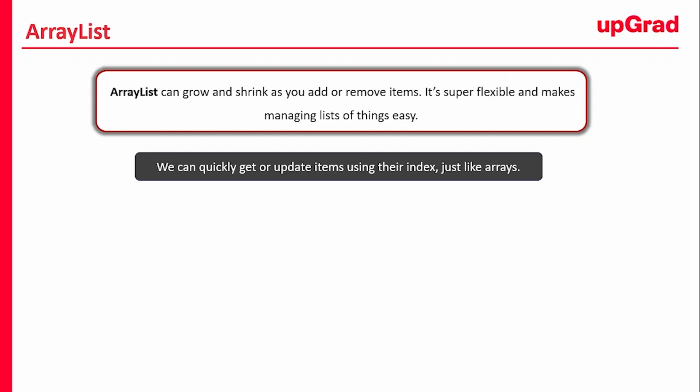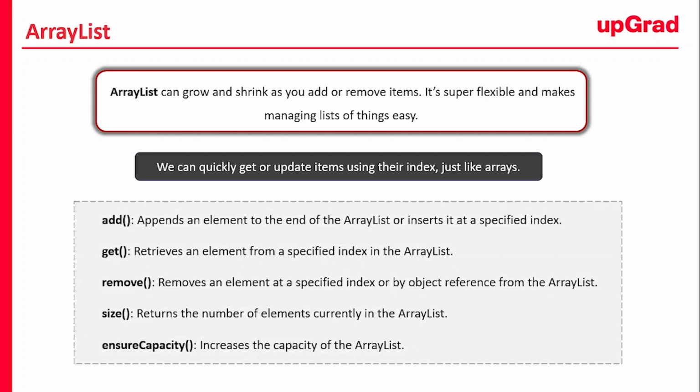Now, if we want to use functionalities of array list, then these are the methods like add, get, remove, size, ensureCapacity. And we have also mentioned, as you can see on the screen, what all these methods or functionalities do. So their functionality is, as you can see on the screen, add. Add's functionality is it basically appends or adds an element to the end of the array list, or you can say inserts it at a specified index if you put the index inside the brackets.